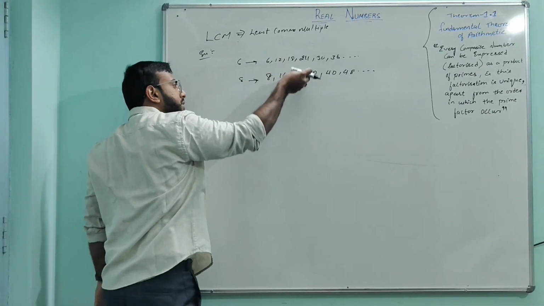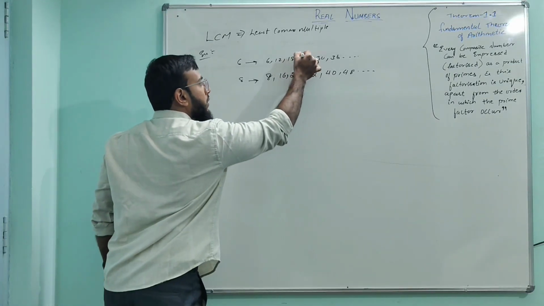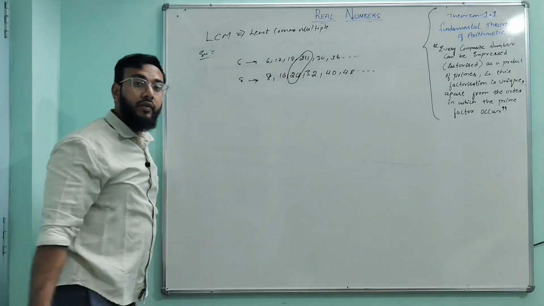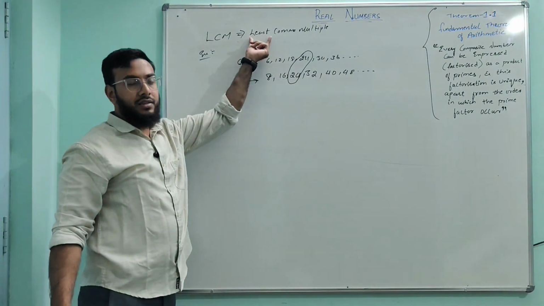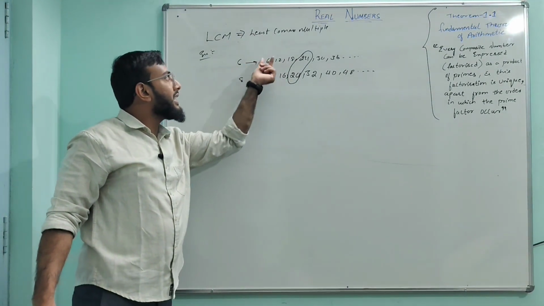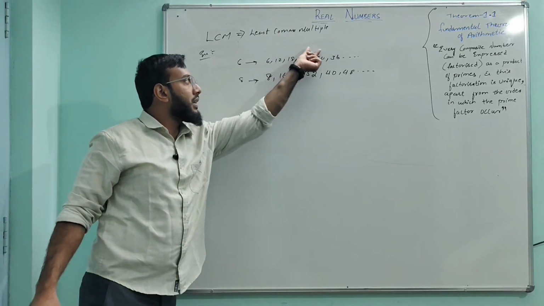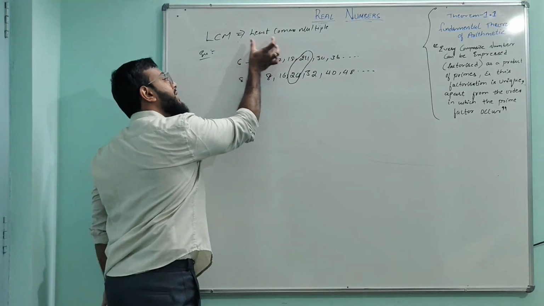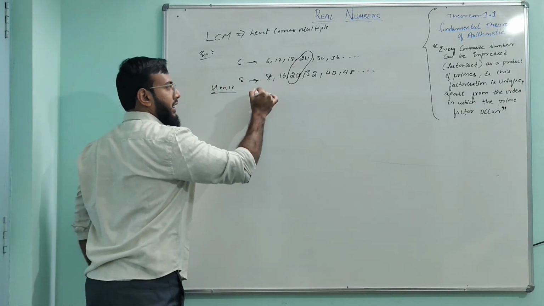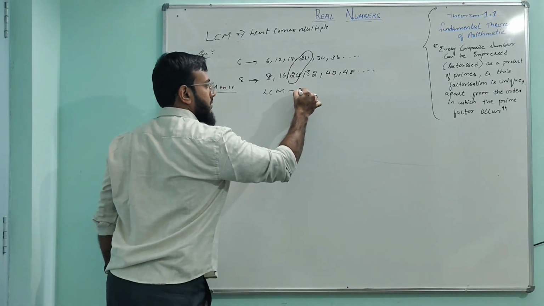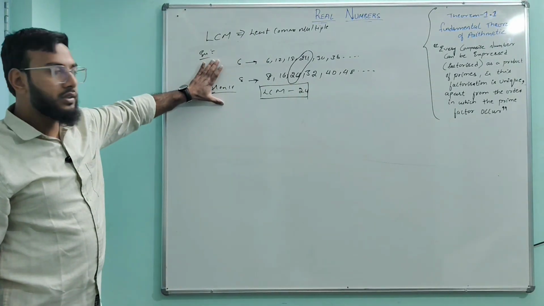In this, can you see something common? 8, no. 16, no. 24 is common in this. So we can tell this is the least common multiple. In the multiples of 6 and 8, the least common one is 24. Hence, I can tell the LCM is 24. Hope it is clear.